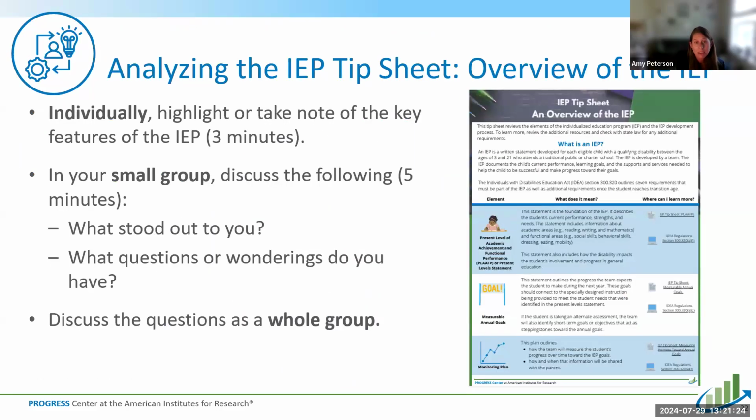We're going to do a quick activity here that allows you to look at this tip sheet that we have put together through the Progress Center. This is one of a wide collection of tip sheets that we have available. Actually, if you look at this, you'll notice that this one includes additional components of the IEP, like transition services and age of majority, that are included on there for you to reference. We're going to give you about 3 minutes to individually take a look at this.